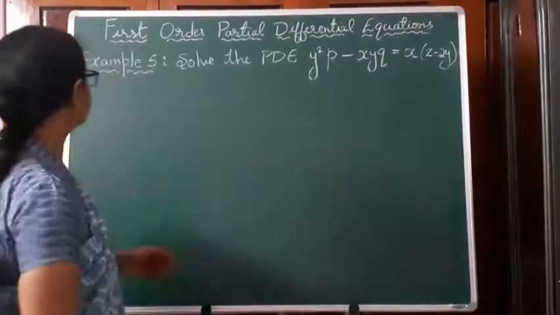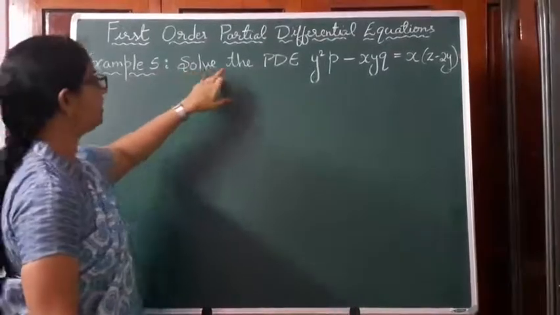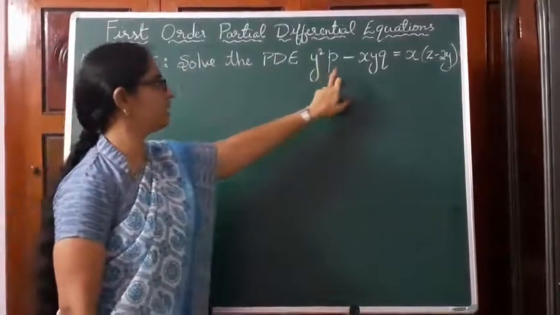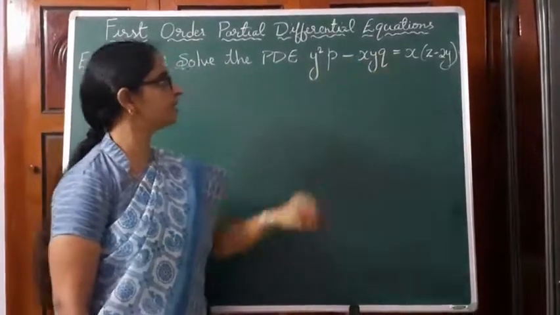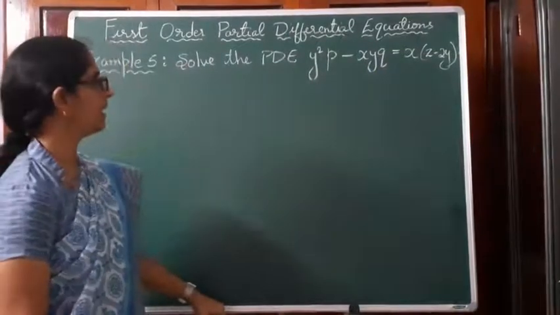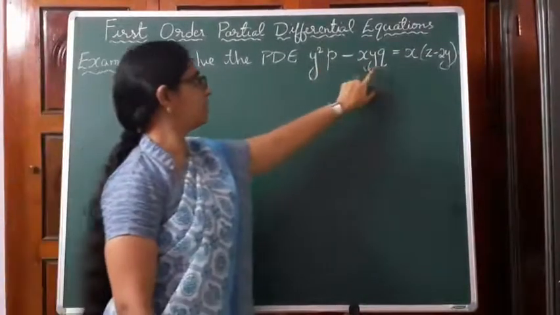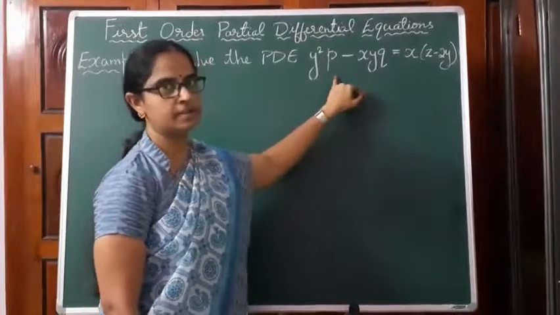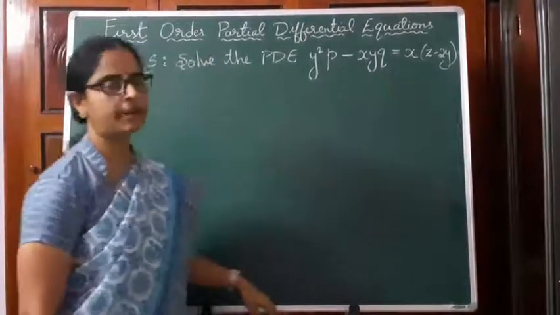So now this is an example problem. Solve the partial differential equation y square into p minus xy into q is equal to x into z minus 2y. What are these p and q here? p is dou z by dou x and q is dou z by dou y.